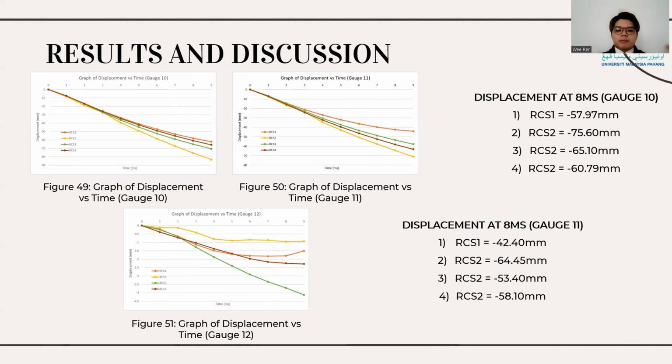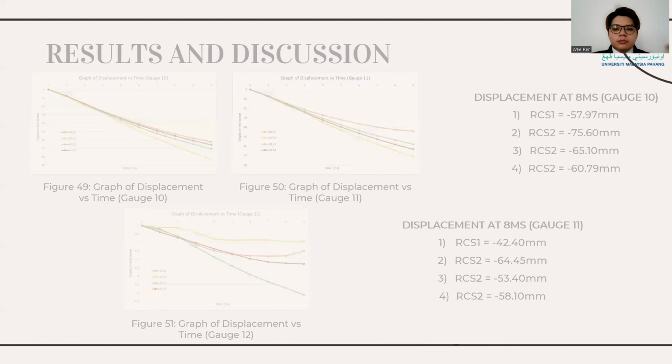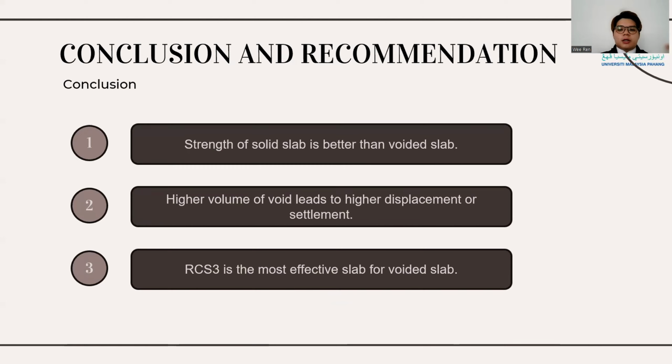Besides, the value of displacement in gauge 10 will be greater than gauge 11 because gauge 10 is nearer to the junction point, and the value obtained at gauge 11 may not be so accurate. For gauge 12, the value of displacement is not consistent because it is located at the fixed support. Now I will proceed to conclusion and recommendation.